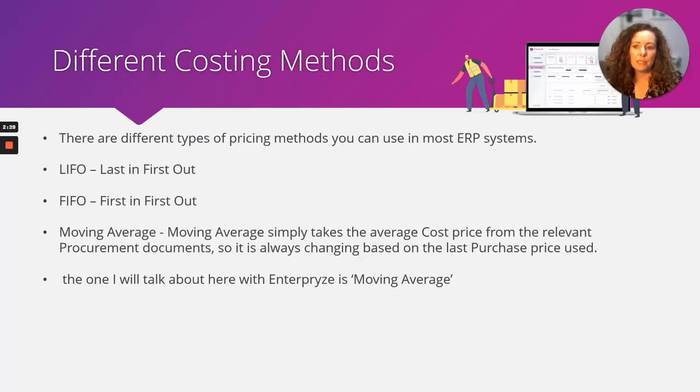There are different types of pricing methods you can use in most ERP systems. So very simply, you've got LIFO, last in, first out. So the last in means it's going to be first out of stock for issuing to your customers. FIFO, first in, first out. And moving average. Moving average simply takes the average cost price from the relevant procurement documents. So it is always moving, always changing based on the last purchase price used. And this is the one we will talk about here with Enterprise, moving average.